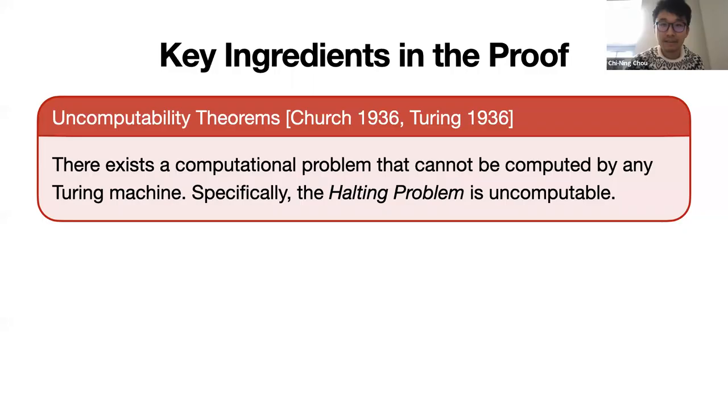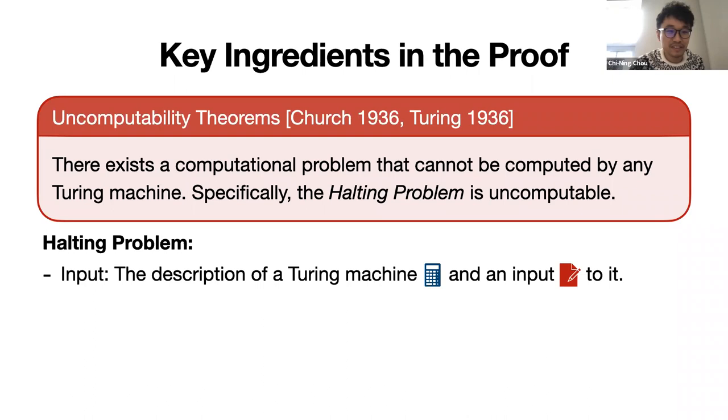So now, in the next 5 minutes, actually just 5 minutes is enough, I'm going to prove the uncomputability theorem to you, which states that the Turing problem cannot be computed by any Turing machine. First I need to tell you what the Turing problem is. It's actually very simple. The problem has an input and an output, and the input is just the description of a Turing machine, which you can think of as the code of a program, and the input of that Turing machine.